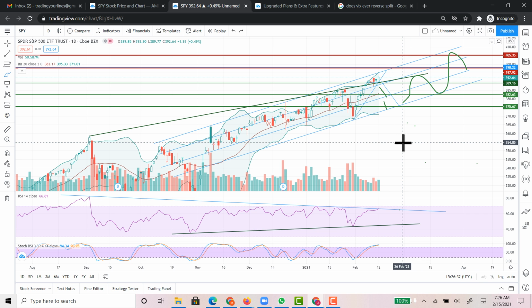So stating that, let me get to the exact point. That short entry I'm looking for is from 389.16. If we break past that, we are going to see 382.63 and 375.67. If we are holding this line, then we will see our next target of 398 and 405.